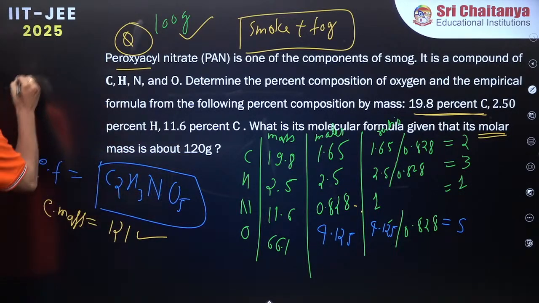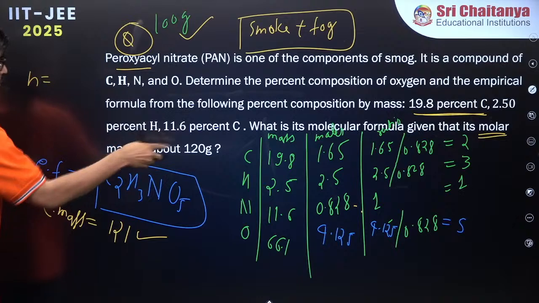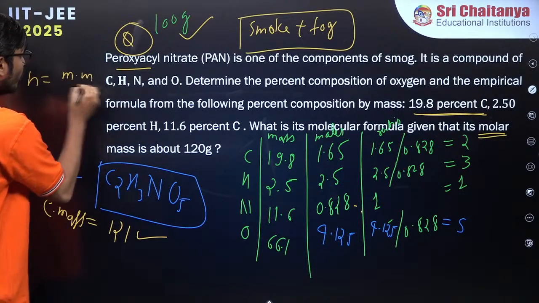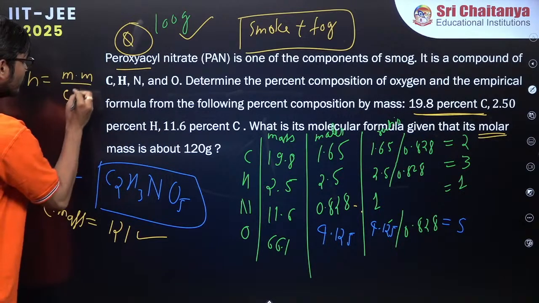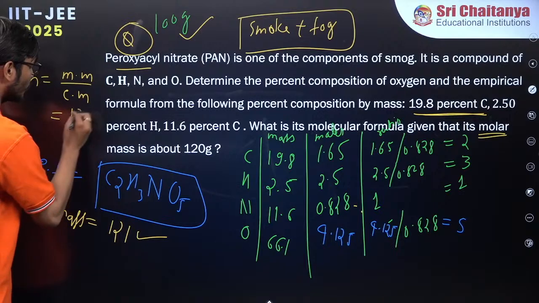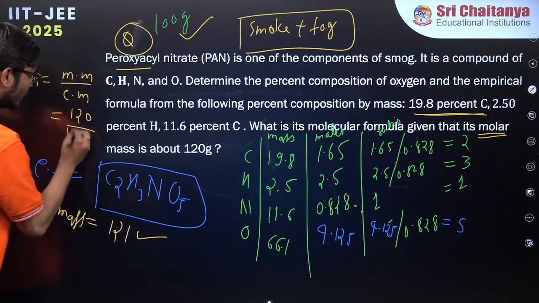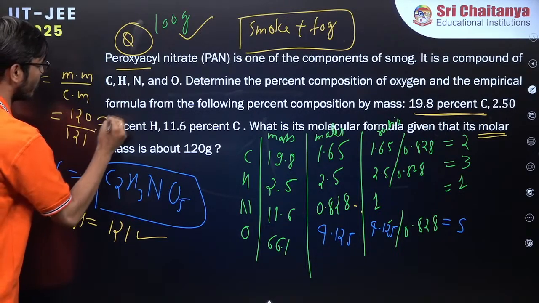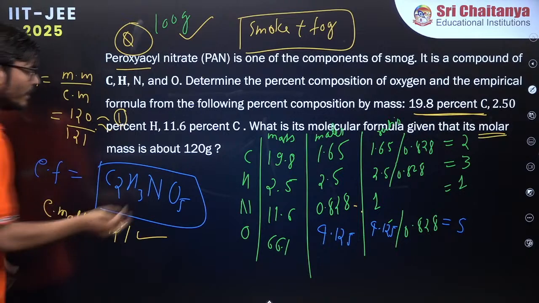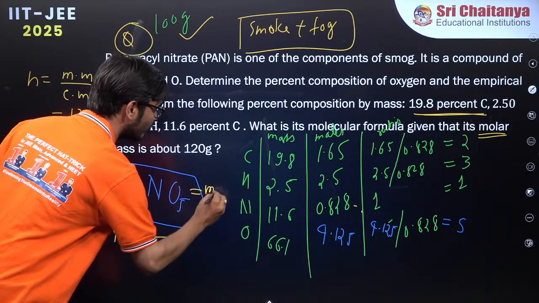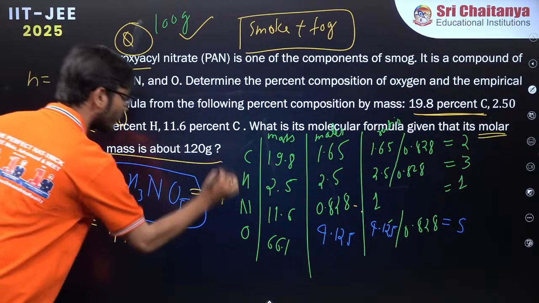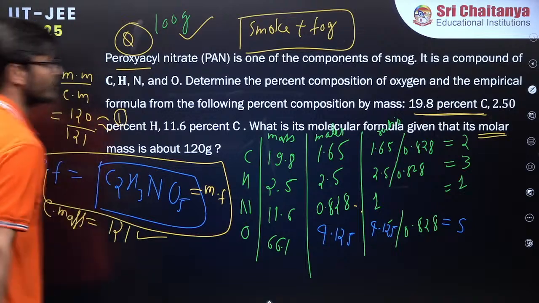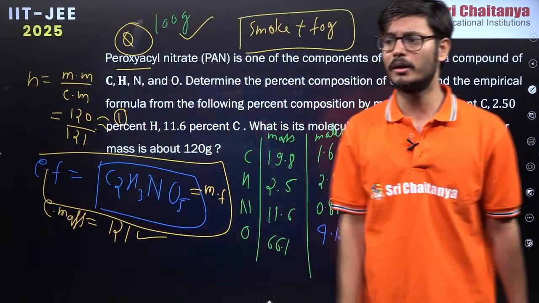So how do we calculate the n value? N value is molecular mass or molar mass divided by empirical mass. What is the molar mass? 120. And this is approximately 120. The value will be approximately 1. Therefore, the empirical formula itself is the molecular formula.